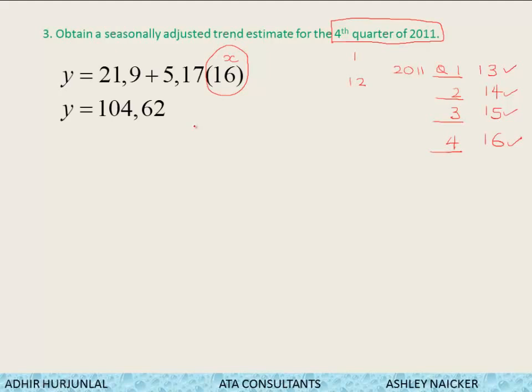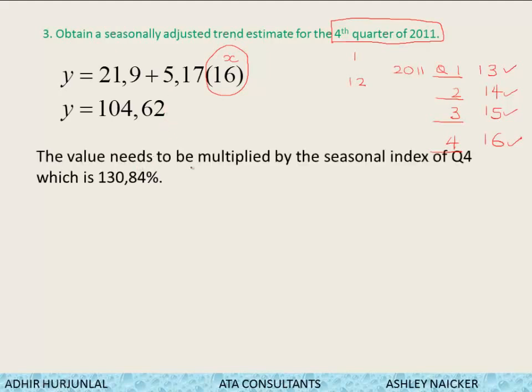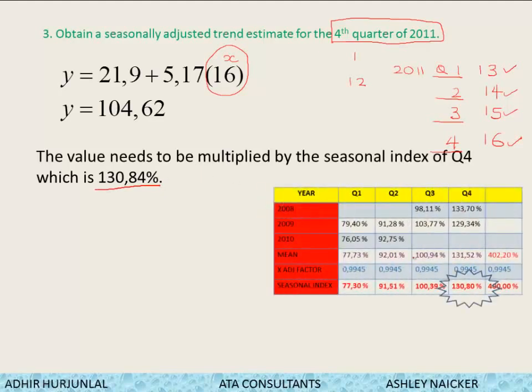Easy. But I'm not complete. There's one more step. This is not the answer. The value needs to be multiplied by the seasonal index of quarter 4, which is 130.84%. Remember that star that I told you to remember? Down here, the seasonal index. The seasonal index for quarter 4 is 130.8%, agreed? So I have to multiply it by 130.8%. If I was dealing with quarter 3, it will be this value. If I was dealing with quarter 2, it will be that value. And if I was dealing with quarter 1, it will be 77.3%.